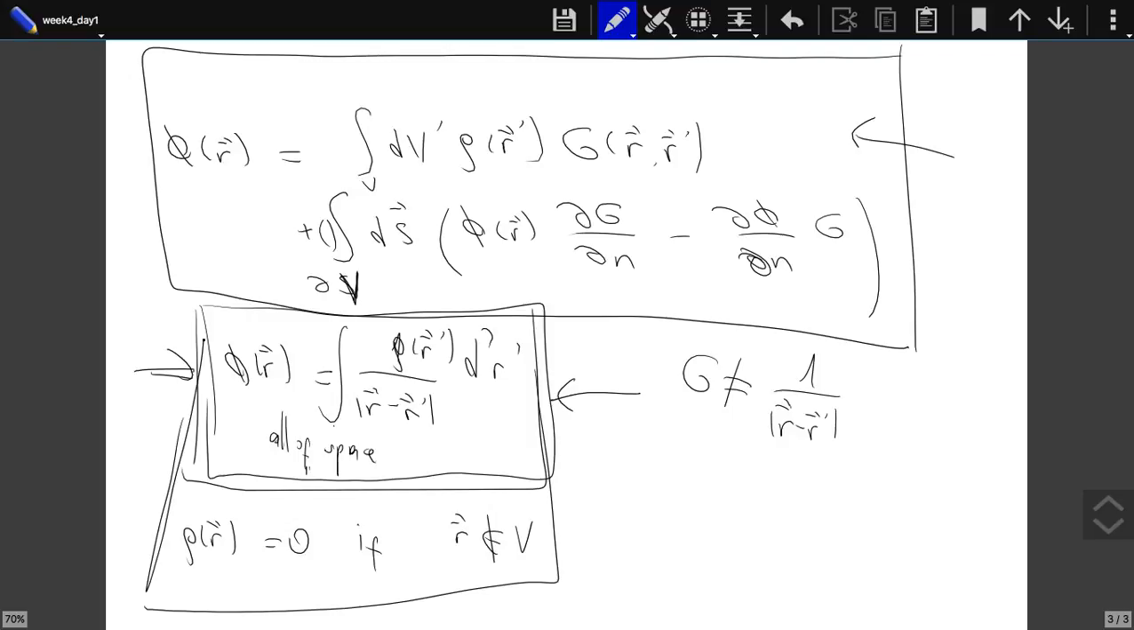If you increase the volume, this is like for every volume you take. If you are allowed to increase the volume for the same volume, which means there's no charge outside the volume, you are free to increase that volume. You are free to send the surface to infinity. When you do, the surface integral goes to zero.